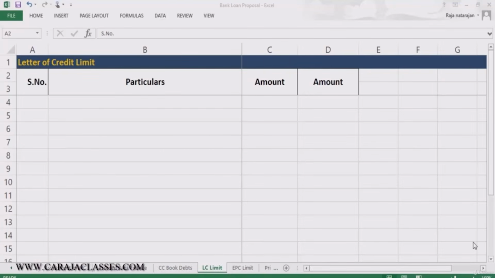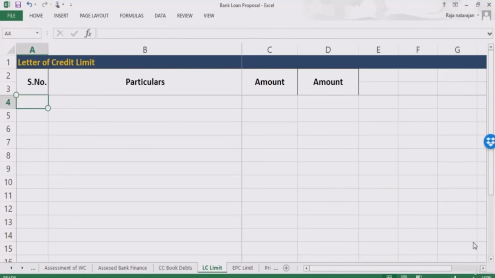Let's move on to assessment of letter of credit limit. We know letter of credit is a facility which is given by the bank to enable its customer to buy goods on credit from his supplier. That is, bank will be issuing letter of credit in favor of supplier, so that supplier will sell goods on credit to bank's customer. So how is this facility assessed?